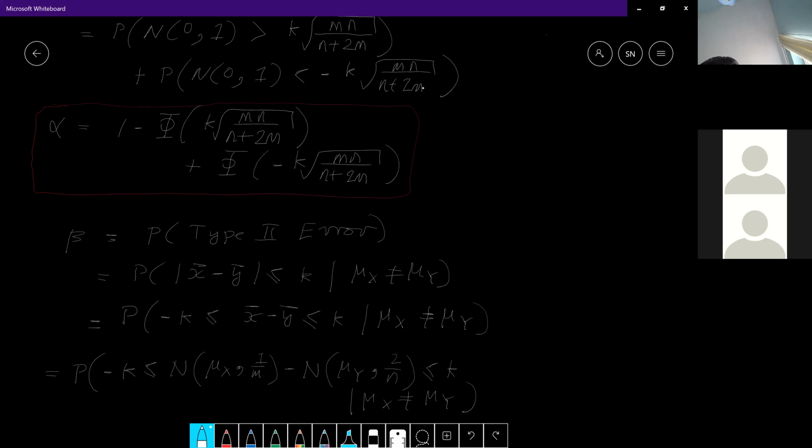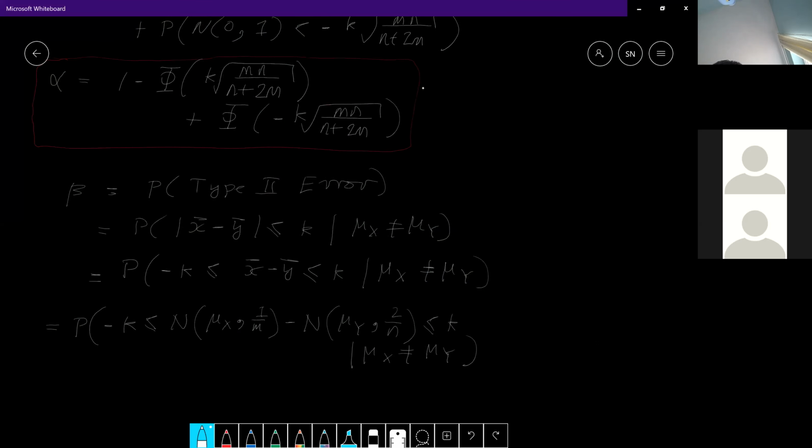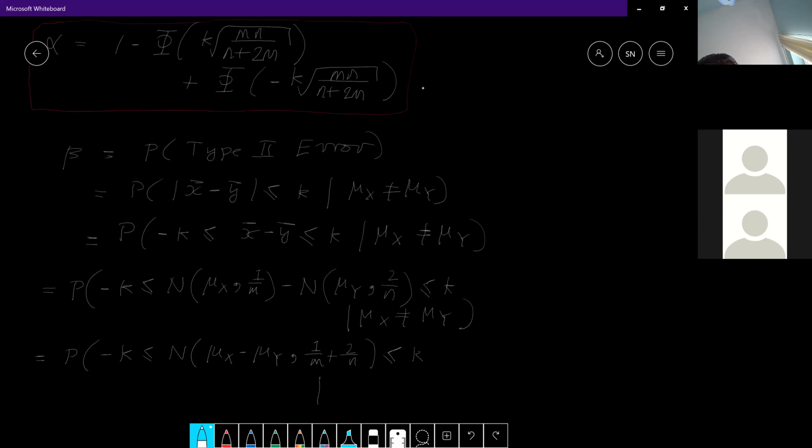Okay, guys. Because once again they're independent normal variables, the next step is to write it like minus k less than or equal to a normal with mean mu x minus mu y and variance 1 over m plus 2 over n, less than or equal to k, given that mu x is not equal to mu y.